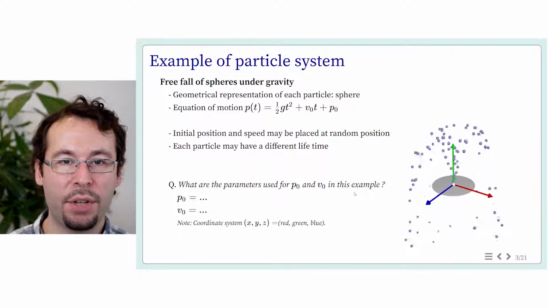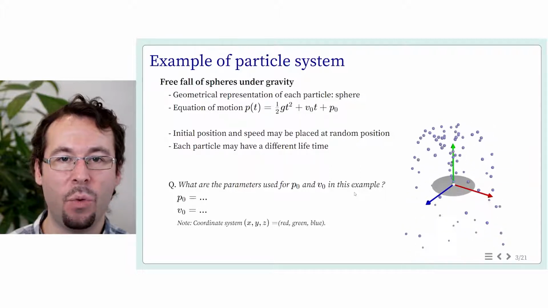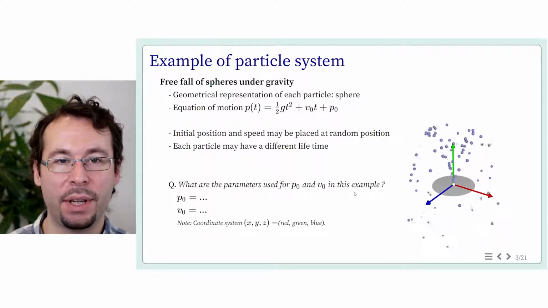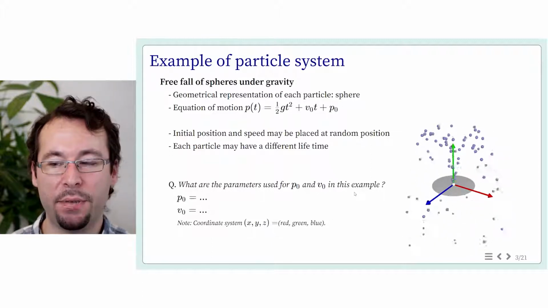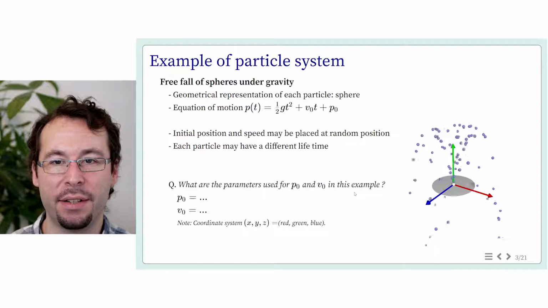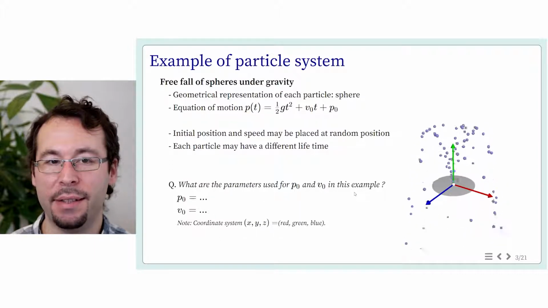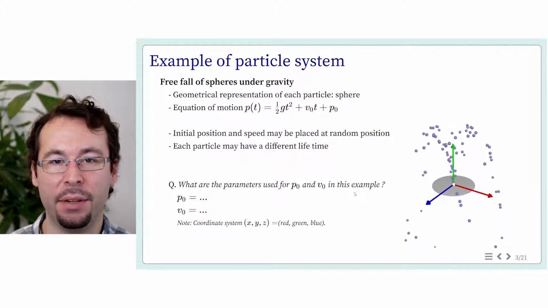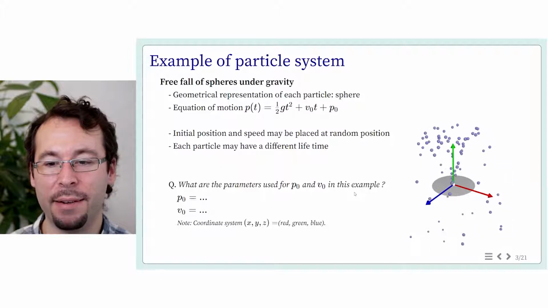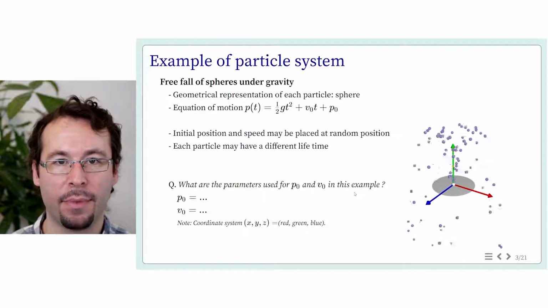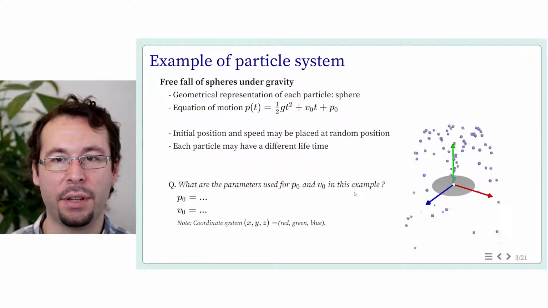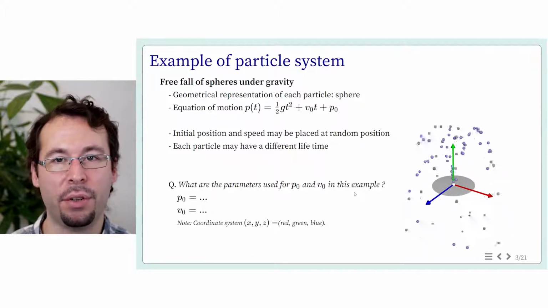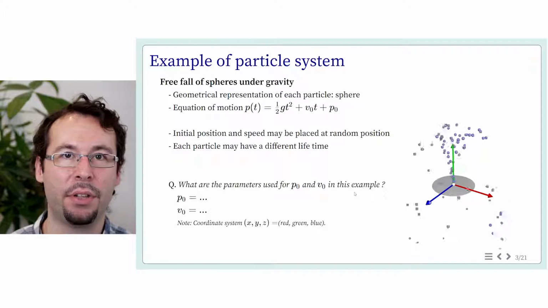So the first question of this class is: what are the parameters that we use for p0 and v0 in this example? Note that the coordinate system is set such that the xyz components are given by the respective red, green, and blue axes. So now you can stop the video and think about it, and we will discuss this question during the interactive session of the lecture.